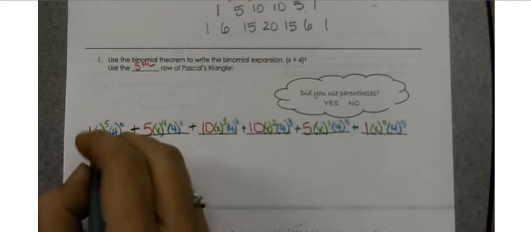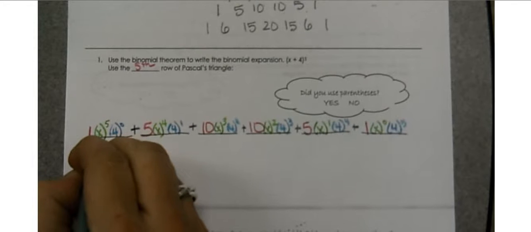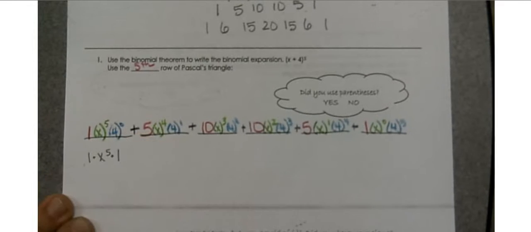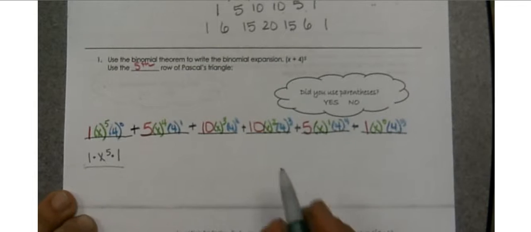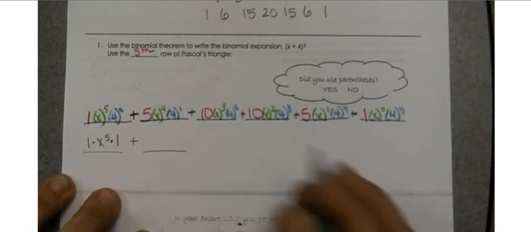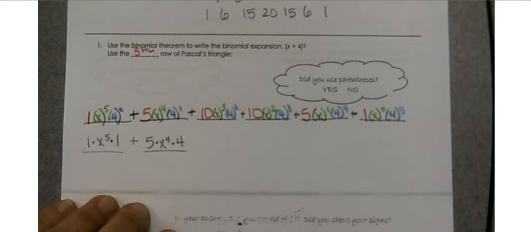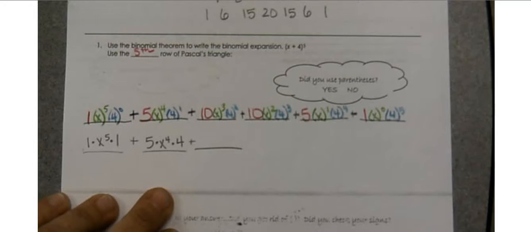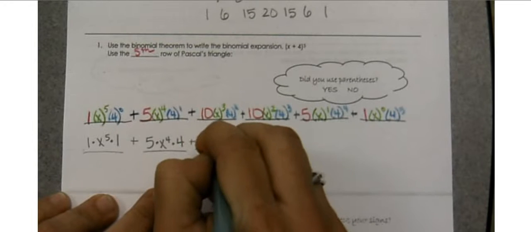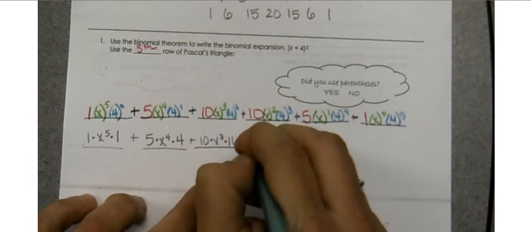So after you do that, the next thing we want to do is get rid of parentheses. That's our next thing, is just to rewrite everything without the parentheses. So if we did that in this first term, we would have 1 times x to the 5th times 1. In our second term, we would have 5 times x to the 4th times 4. In the third term, 10 times x to the 3rd times 16. And we would continue doing that.